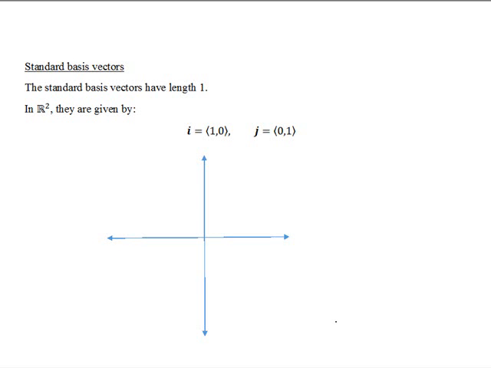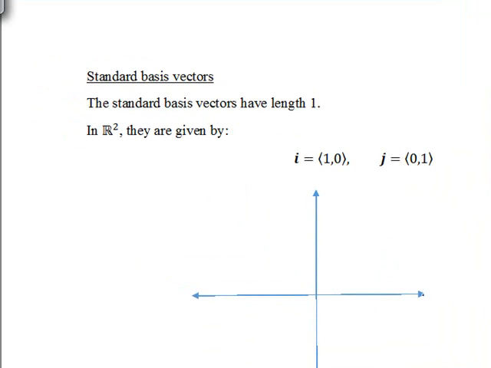The notations are I and J. These are standard notations. So you don't use I, J, and K for any other vector in vector calculus other than these vectors. I is the vector 1, 0, and J is the vector 0, 1. So to illustrate, this is 1, this is 1. So this vector here is I, this vector here is J. So these are the standard basis vectors.